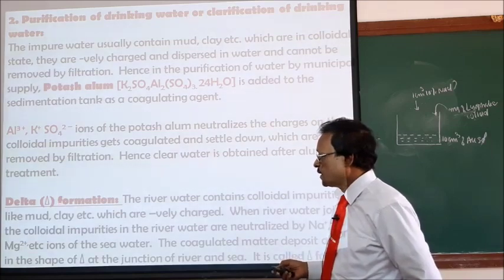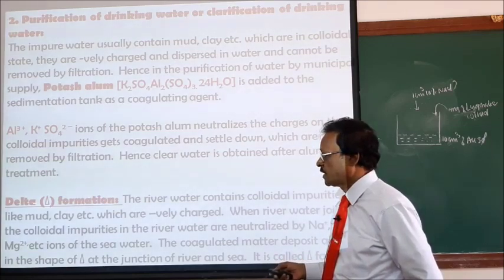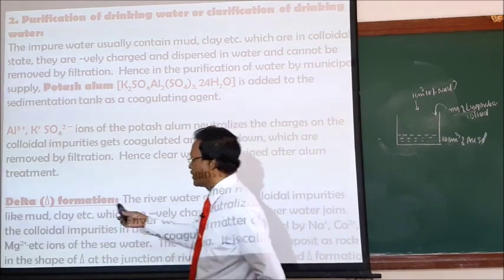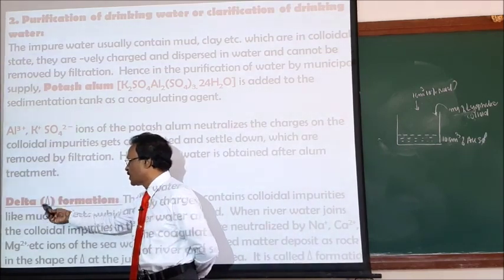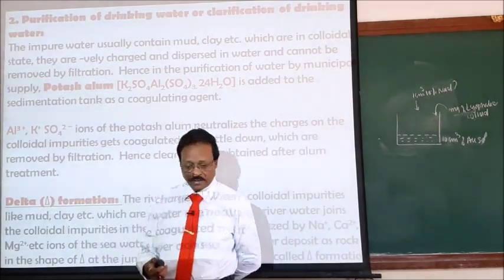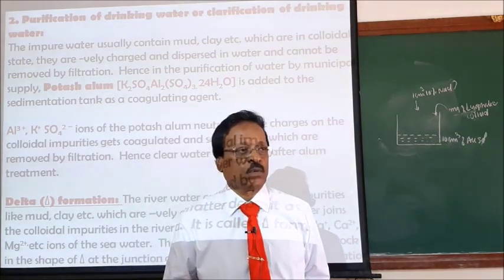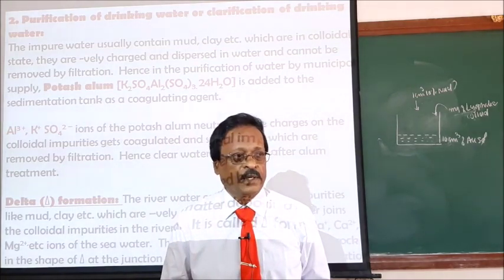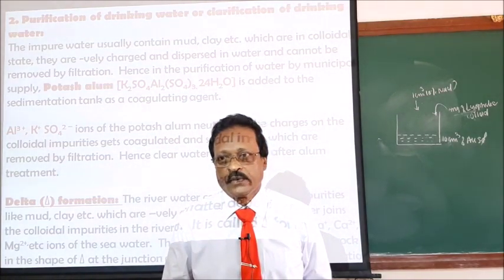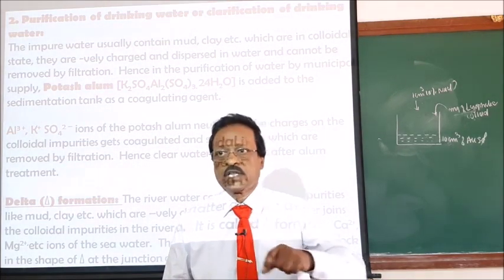Now it's called the delta formation. Now this is called delta. Delta is, for those who are studying mathematics, delta. You can see the shape of delta. What is the delta formation? I can give one practical example for those who are going to Goa. Before reaching Goa, you can see the river joining the sea.